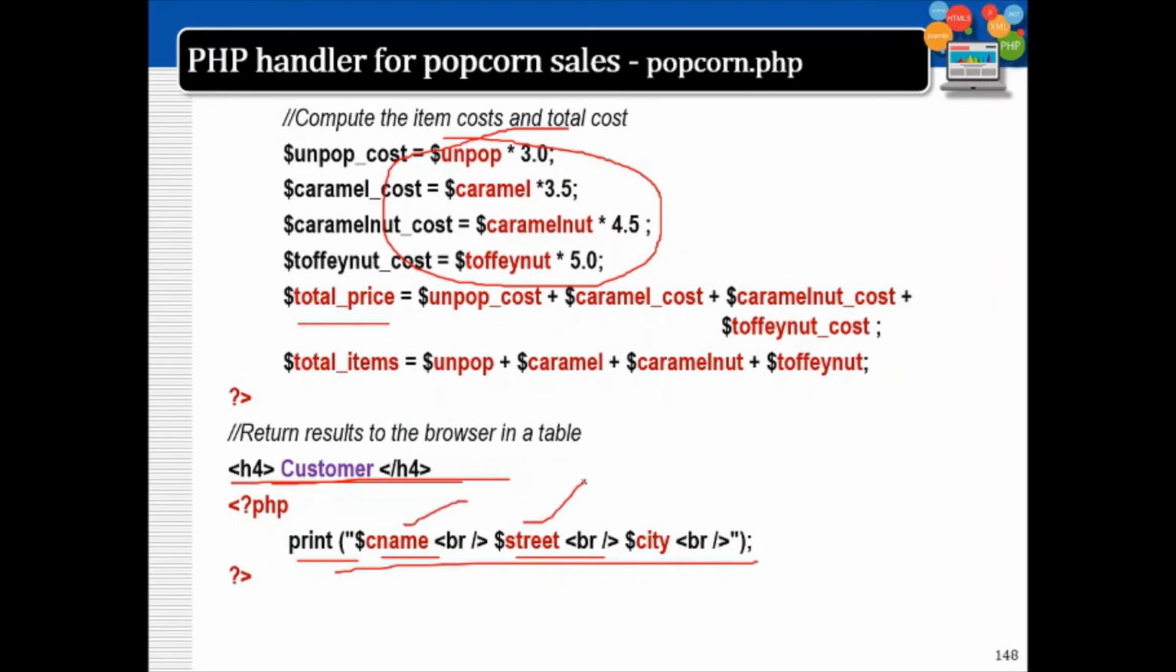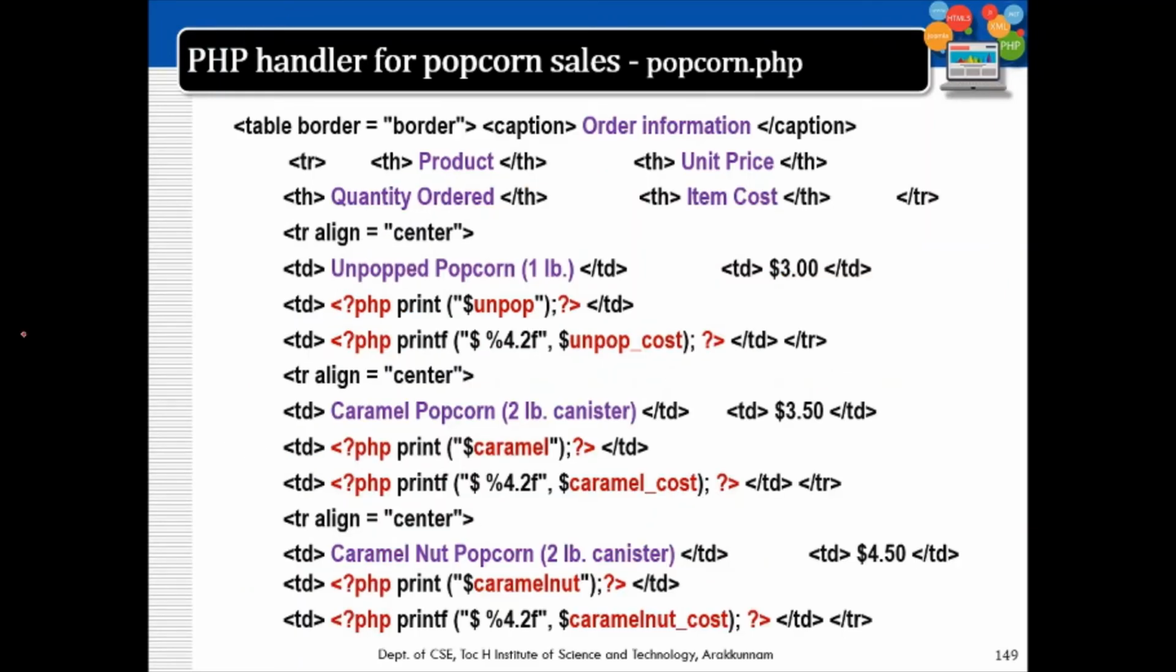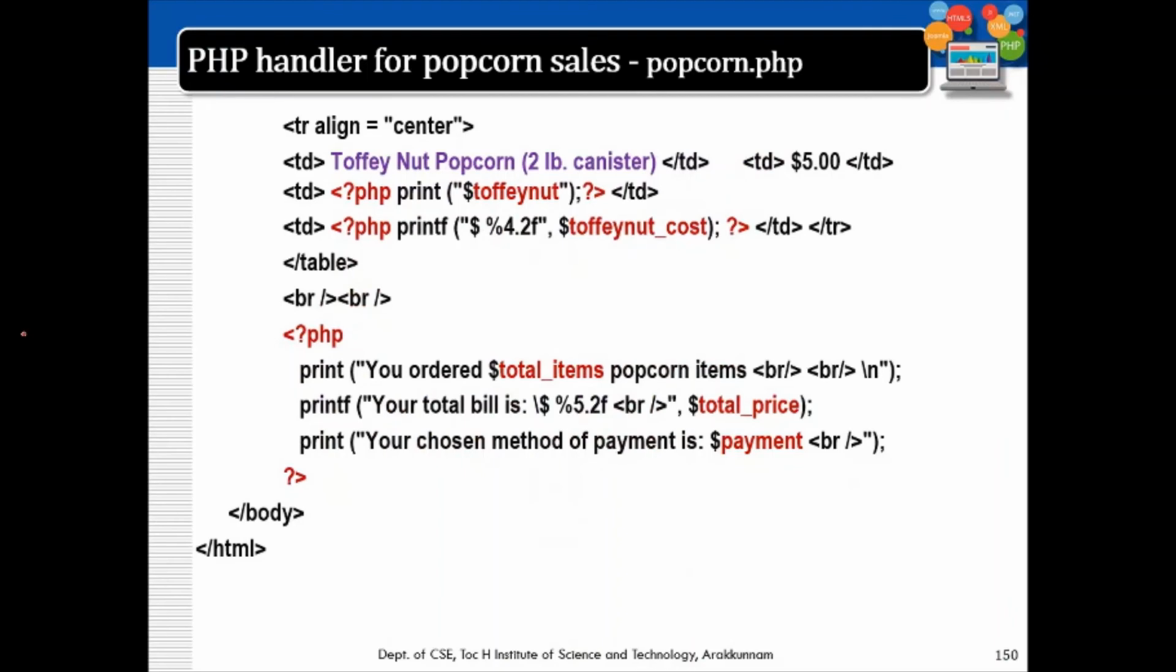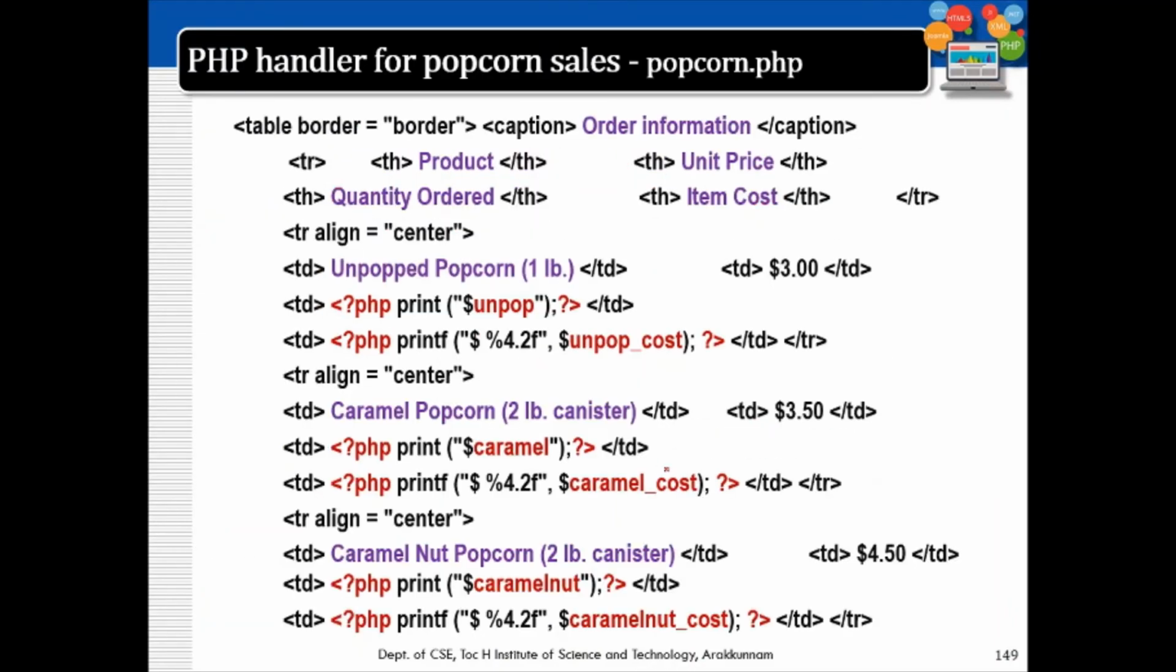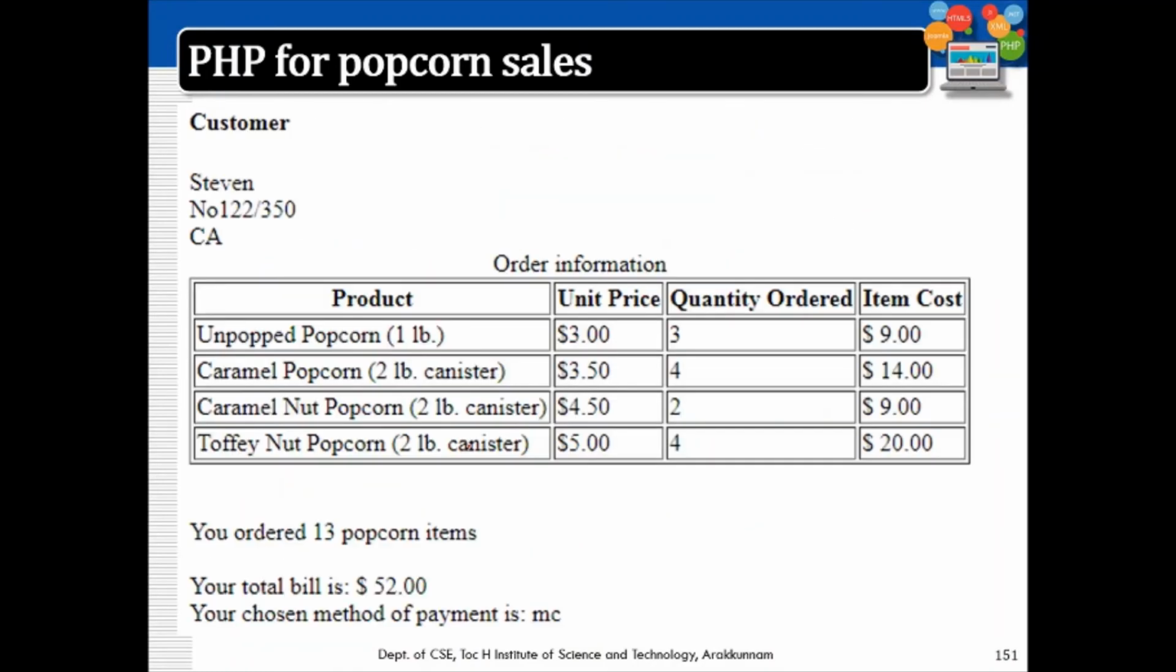These CNAME, street and city are accessed by using the super globals. Similarly, all other information is added, and finally this is the output. These product order details I am adding as a table, in tabular format, with table border equal to border, then the order information, headings of the table, and finally the values one by one. This is the final output.